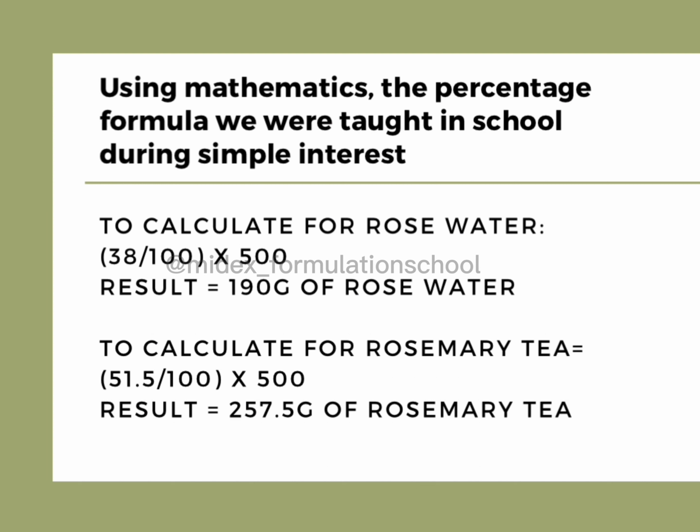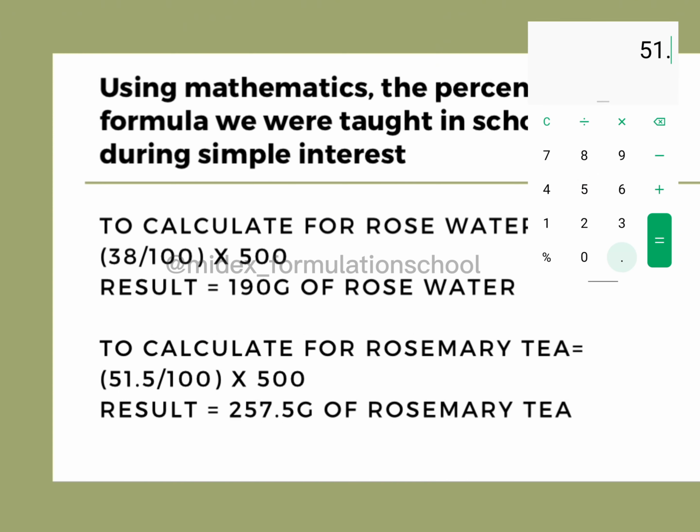Let's use rosemary tea as another example. When you want to calculate for rosemary tea, you repeat the same thing. You say 51.5 over 100 times 500. And what do you get? That's 257.5 gram of rosemary tea. So this method is actually simple. It's just like converting the percentage to gram.